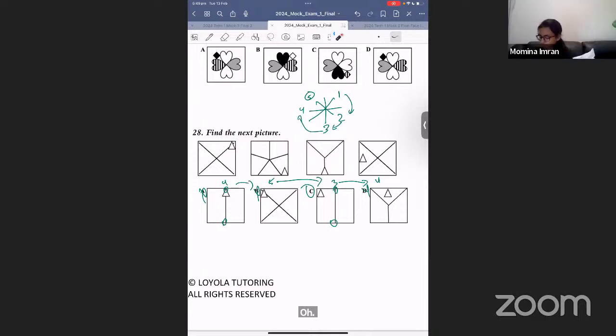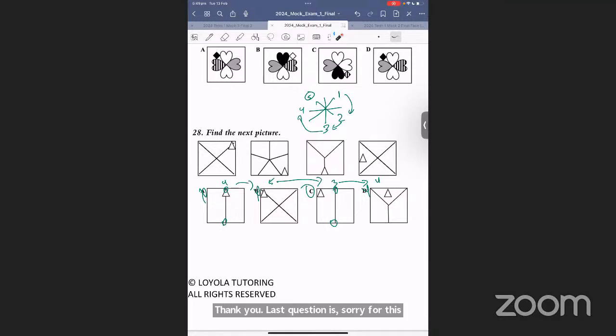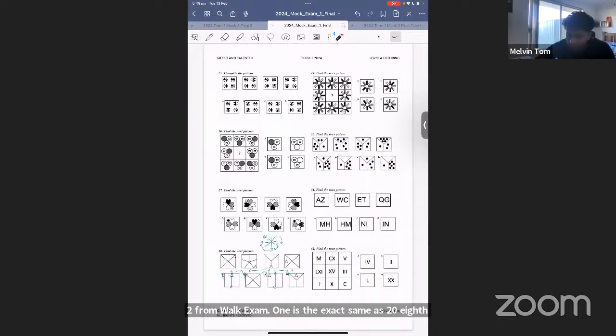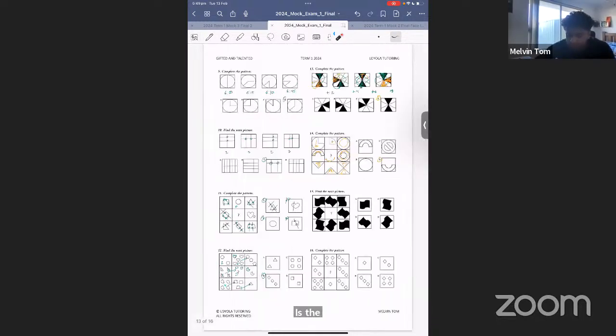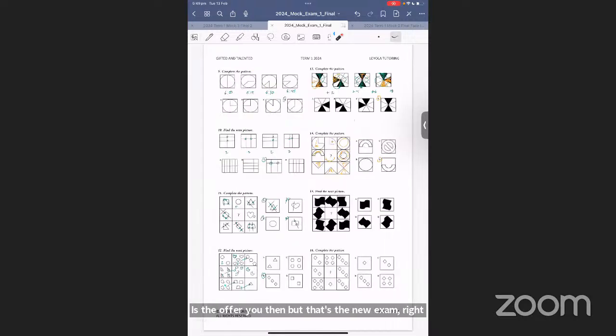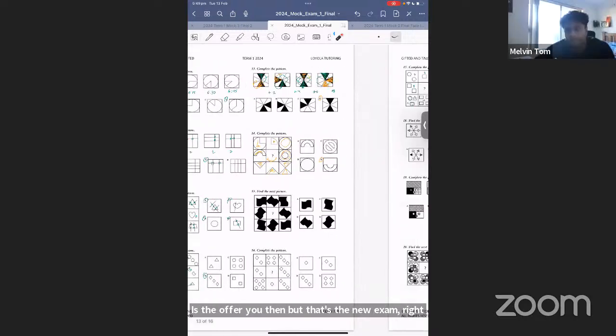Okay, thank you. You're welcome. Last question is 30 for this week. Melvin, right? I got another one for mock exam 3. Yeah, one second. So Aryan, question 2 from mock exam 1 is the exact same as 28. But that's the new exam, right? Yeah, from the new one, question 2 is the exact same.